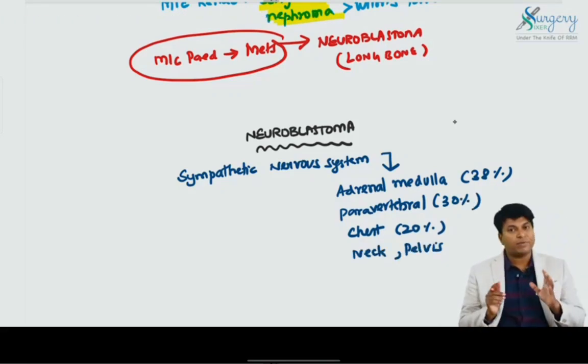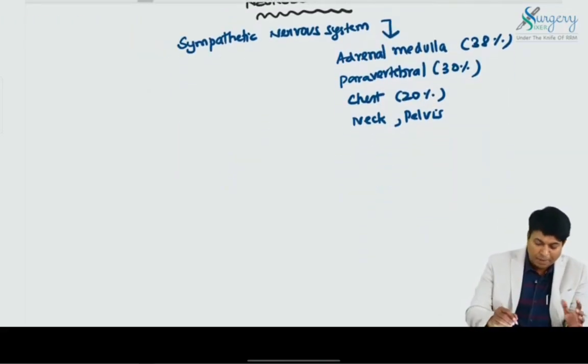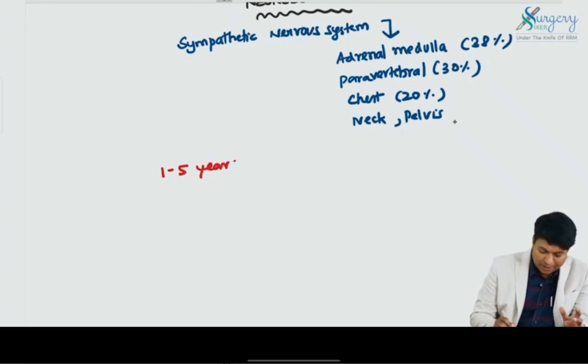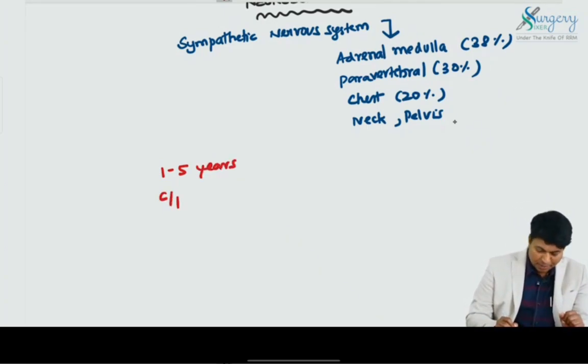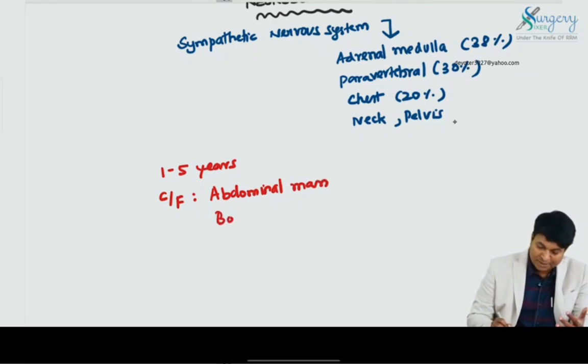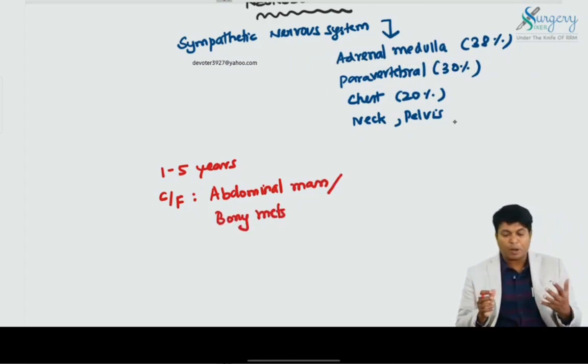So these are the various sites of neuroblastoma. Here, I'm going to discuss neuroblastoma in the abdomen. It is usually seen in the age group of 1 to 5 years. They present either as an abdominal mass or as bony mets.